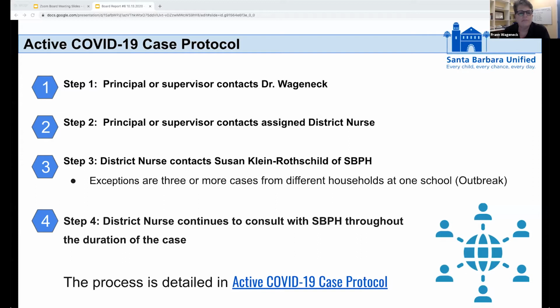But the key here is for us to act quickly, and we've established a 4-step protocol for what we will do when a case is reported to us. What I really want to assure our staff and families is that we will be transparent to the extent that we can and notify you anytime that you are impacted.